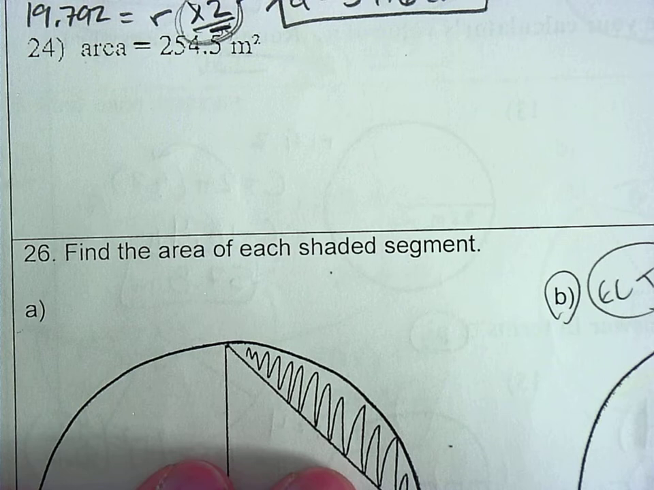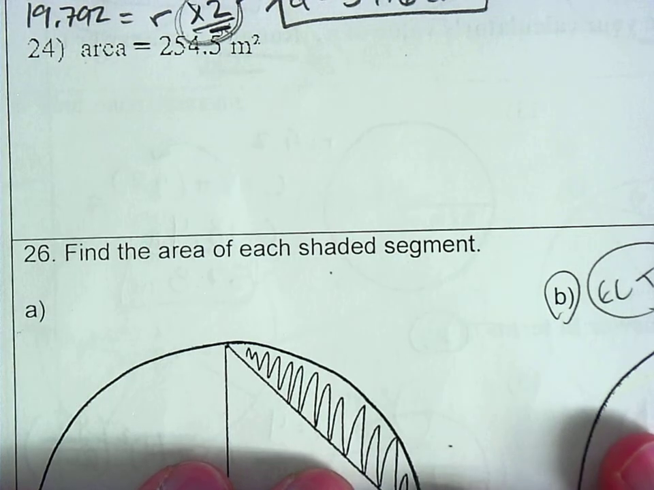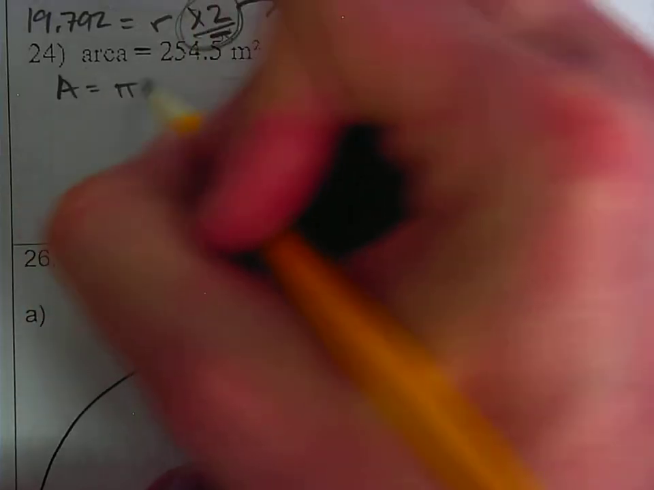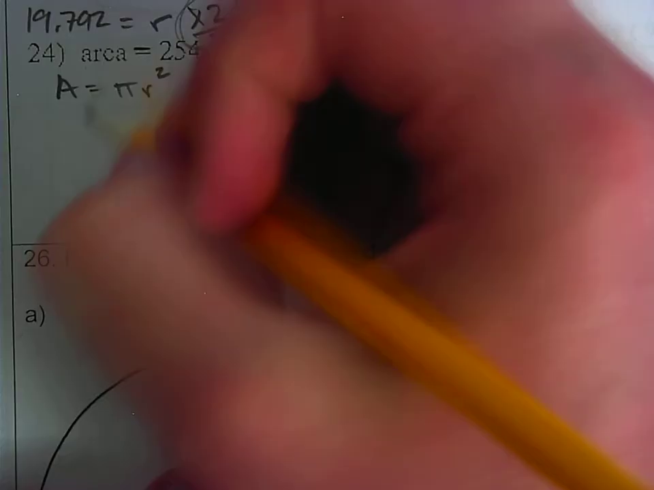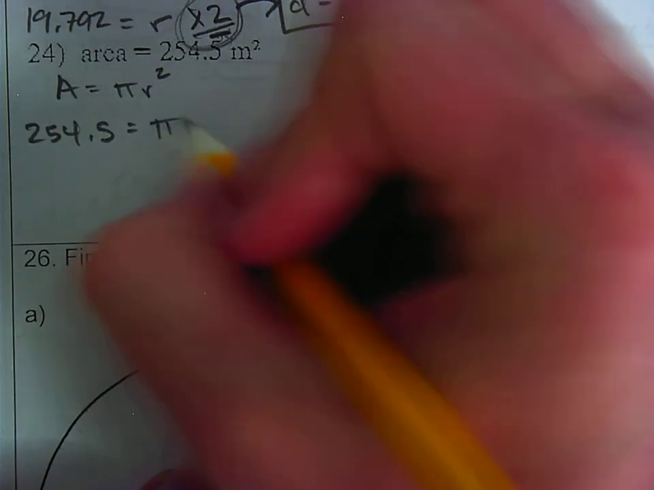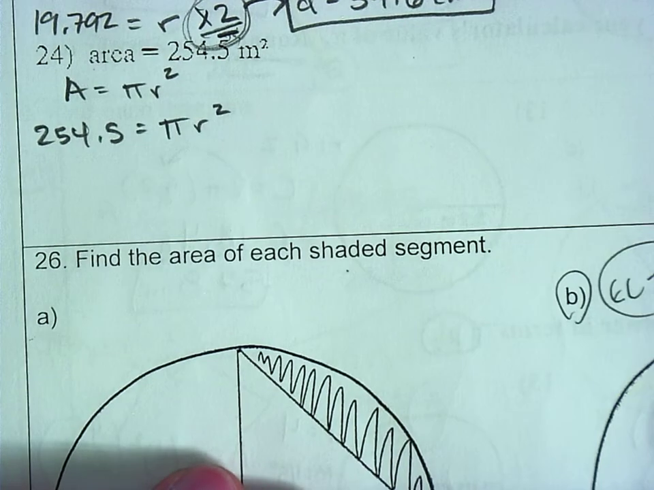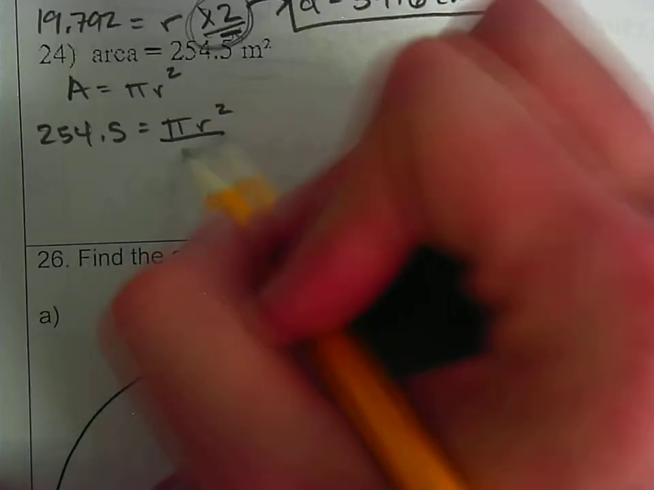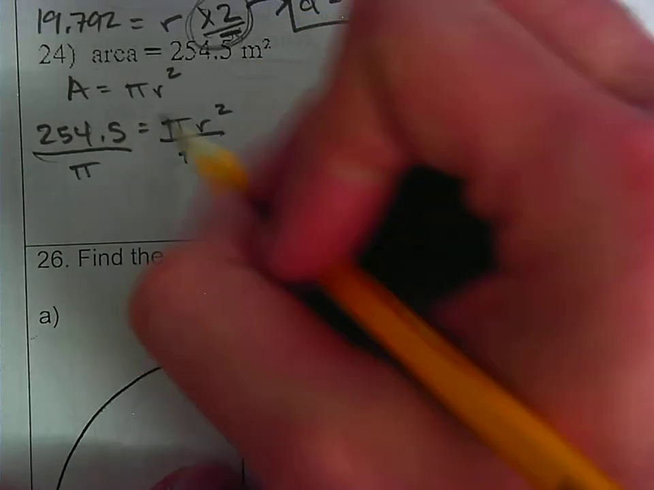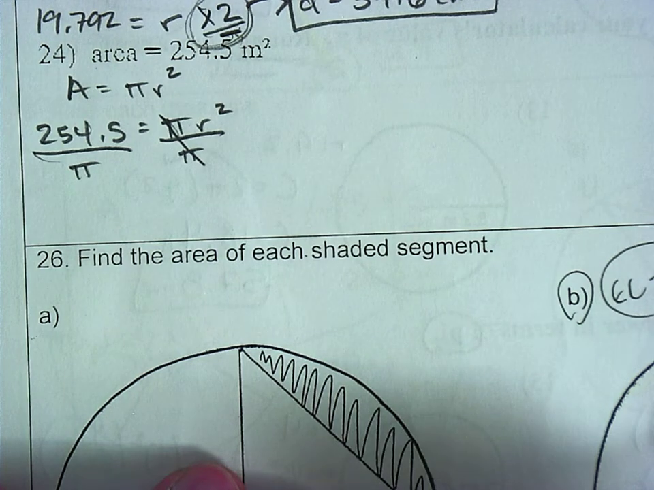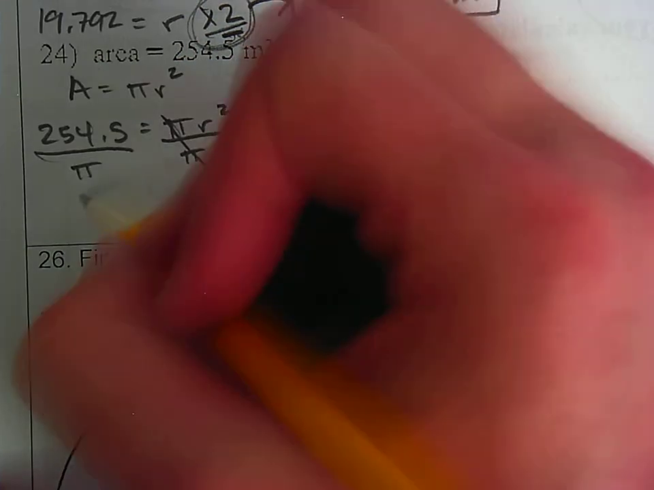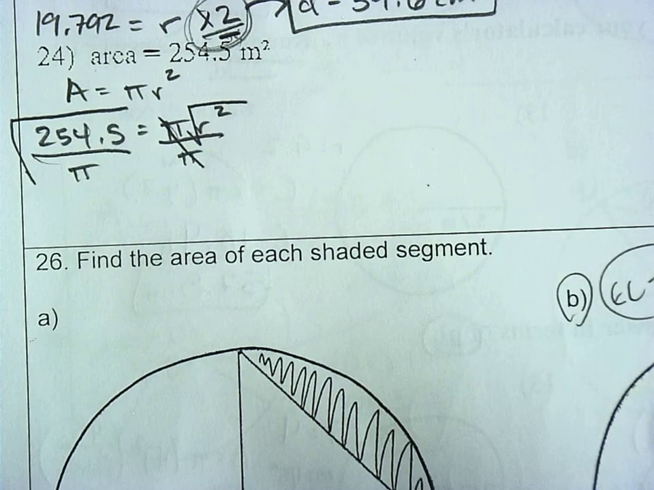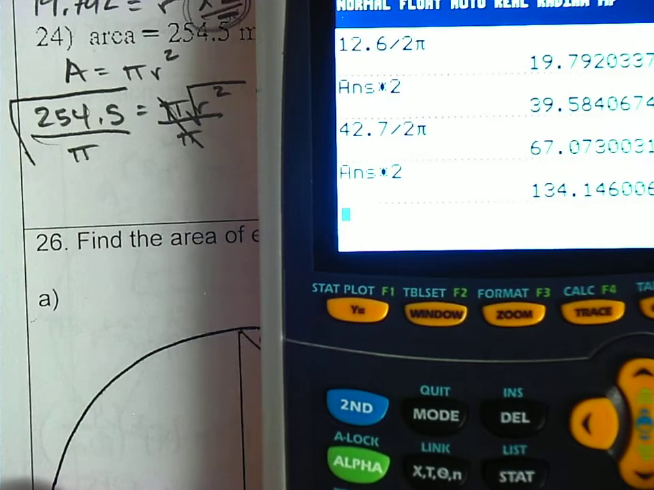Now, just like with circumference, the area ones are really similar to 18 through 21. And we know area is pi r squared. So our area is 254.5 equals pi r squared. We're just going to divide by pi first to cancel out the pi. And then we're just going to square root that thing, and that's going to give us r alone.